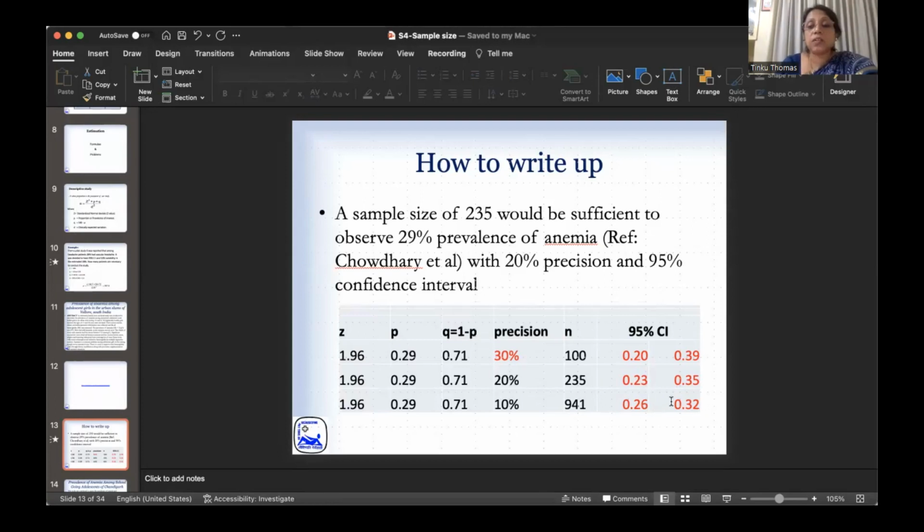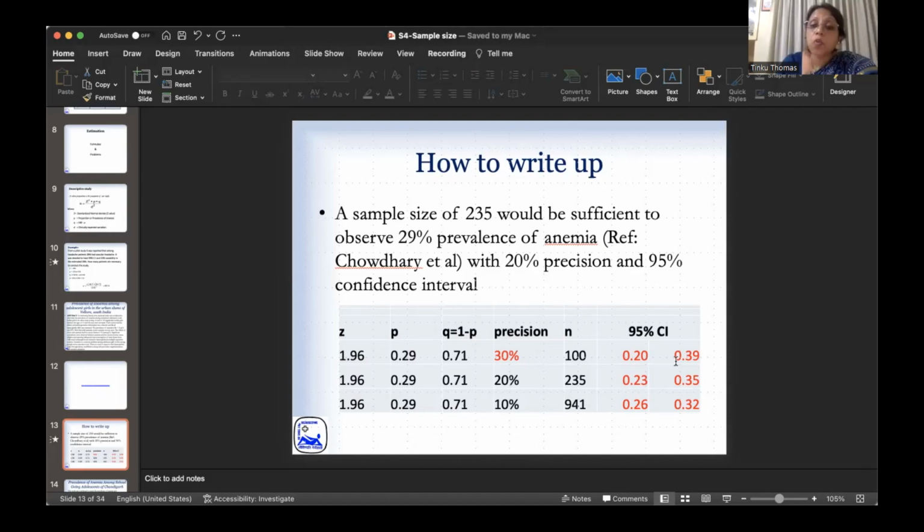So with a sample size of 941, that means you are permitting only a 10% error margin. With a 10% error margin, the confidence interval is tight, about 29%, so it is 26% to 32%. If it is more error margin, 20% error margin, the confidence interval is wider. If it is even more error margin, 30%, then the confidence interval is even wider.